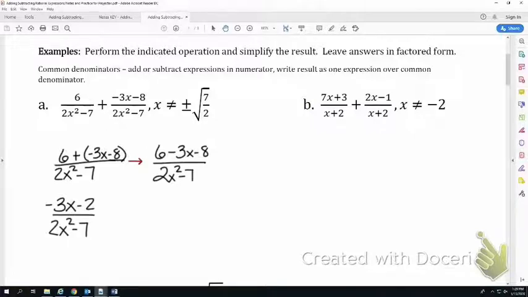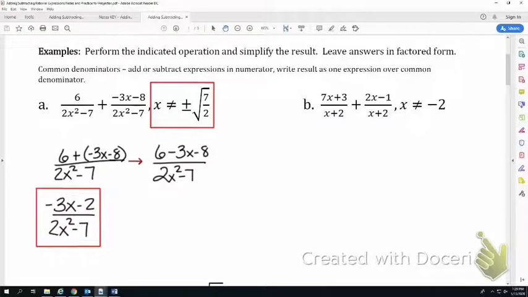and once you have it combined and once you have it simplified, you have to sometimes, well, I'll say not sometimes, every time you need to look to see if you can simplify it, because once you get it down to one fraction, if you can factor it and cancel something out, then you need to. Okay? But on this one, we can't factor negative 3x minus 2. We can't factor 2x squared minus 7. So this, along with the excluded values, which you would include in your answer as well, is the answer to this one.